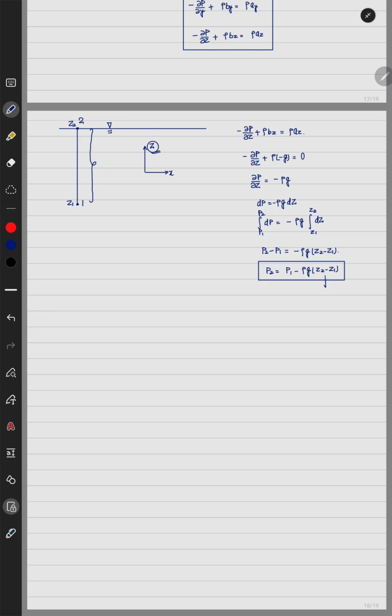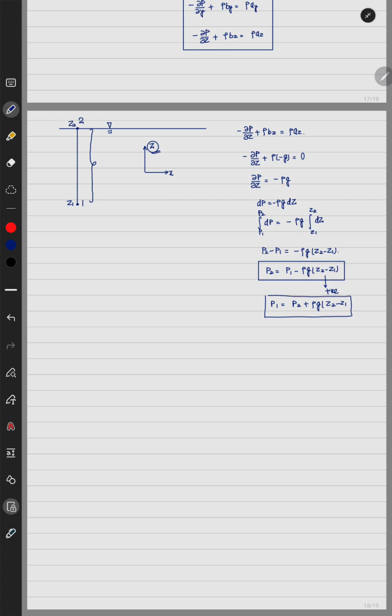So z2 minus z1 is something which is positive, because we are considering z to be positive in the upper direction and z1 is lesser compared to z2. So this is positive, and we are subtracting something from p1, so p2 is of course less than p1. This implies that if we are moving in the upward direction, the pressure gets reduced by rho into g into the height we have traveled upward. Similarly, the equation can be written as p1 is equal to p2 plus rho into g into z2 minus z1. This is another form of writing.